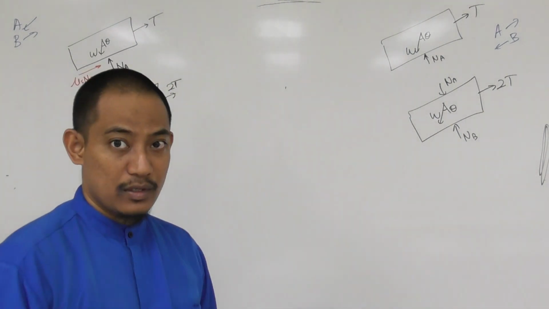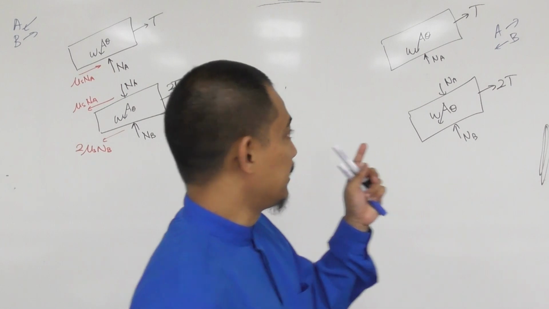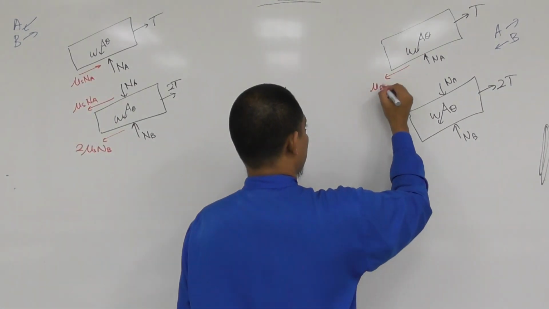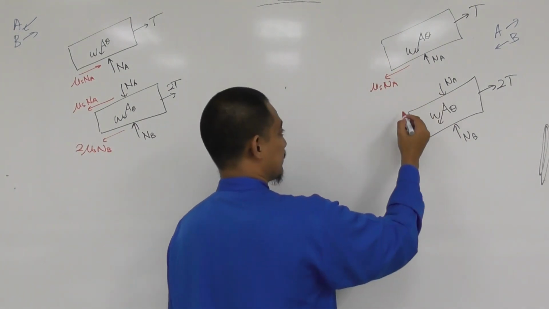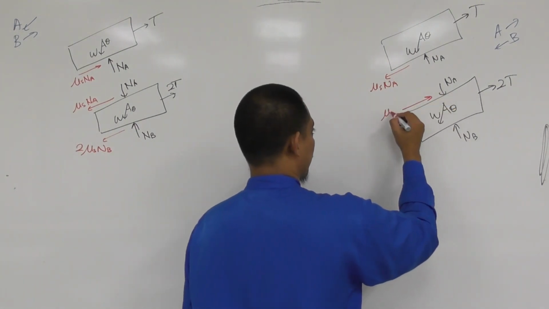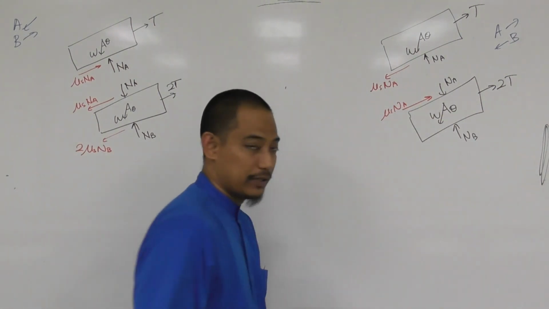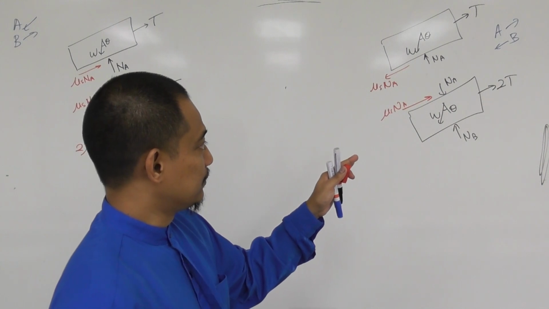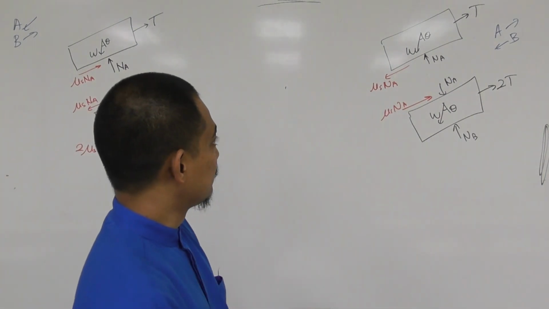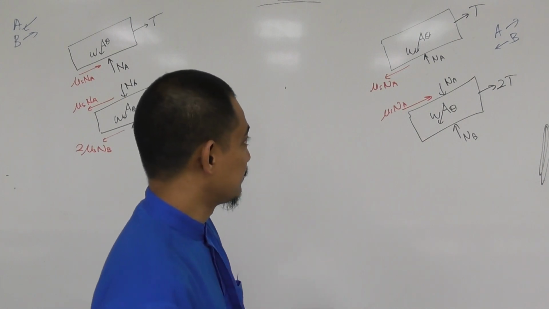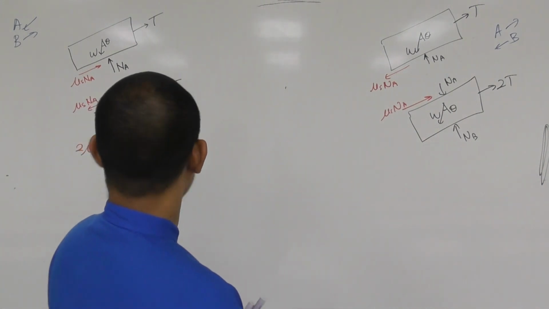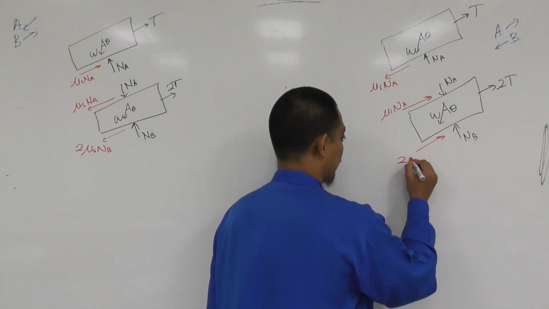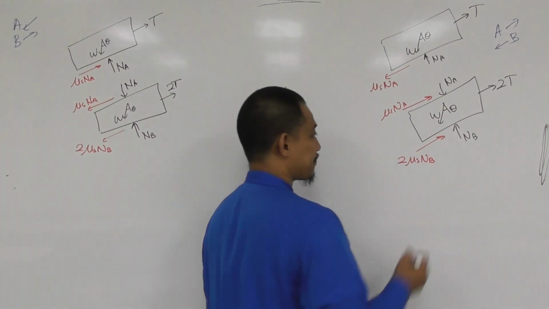Right. So on this part here, block A is going up, meaning that friction is here, right? So mu s and A. If this is here, this is the opposite way, mu s and A. Correct? And because in this case block B is going down, the friction is going up. So 2 mu s and B.